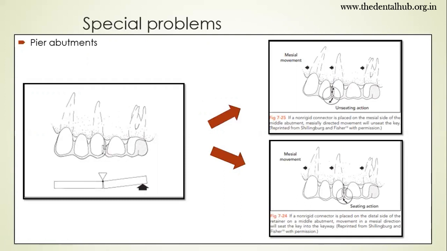Again, why is it on the distal side only and why not on the mesial side? Because teeth in general under load show mesial movement. So if we have this on the mesial side, it will have an unseating action. If we have it on the distal side, a locking mechanism will occur and it will help seat the key and the keyway, and hence help to distribute the load. Basically, it acts as a stress breaker.